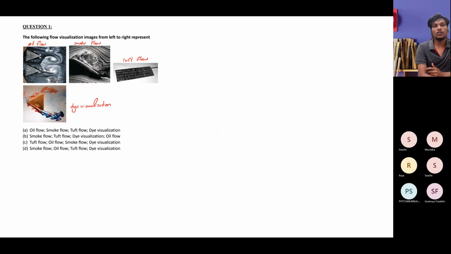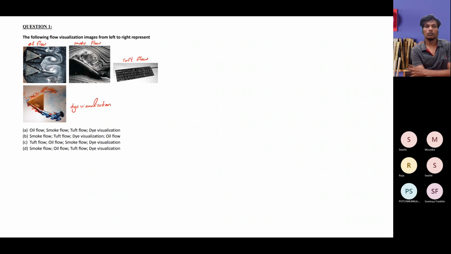The thing I have to mention is that we can do oil flow visualization either in a water tunnel or a wind tunnel. It can be done in any flow medium, whether the fluid is water or air. But smoke flow visualization we can do only in wind tunnels, by allowing smoke on top of the object or inside the wind tunnel. Tuft flow visualization also can be done in airflow or water flow, but is mostly preferable for wind tunnels only. And dye flow visualization, again, needs water tunnels.